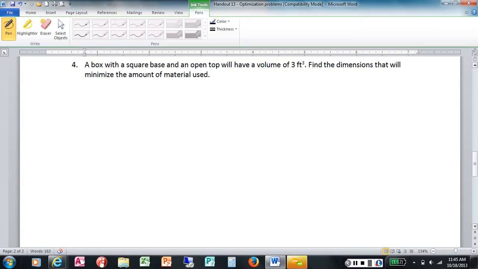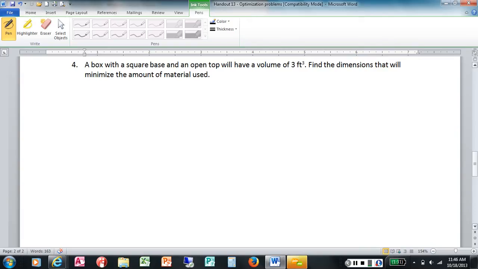All right, let's talk a box. A box is to have a square base with an open top, and we'll have a volume of 3 feet cubed. Find the dimensions that will minimize the amount of material used. A box with a square base and an open top.